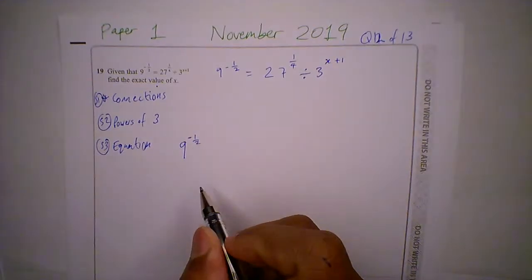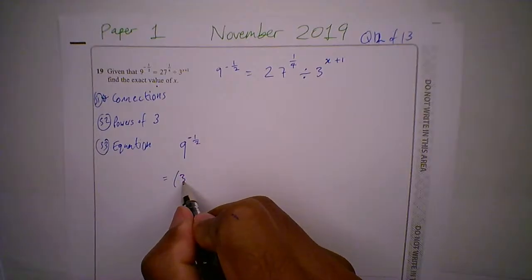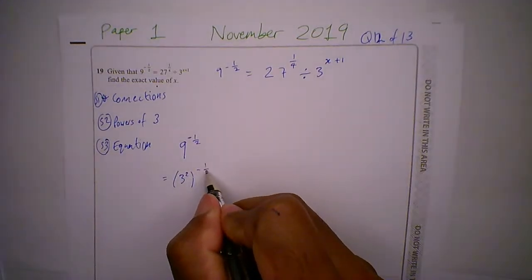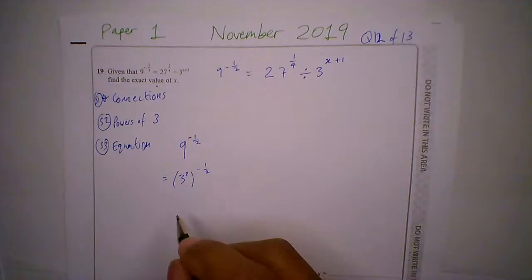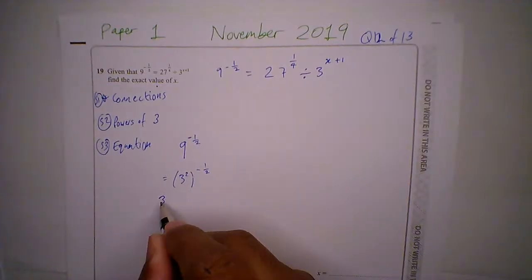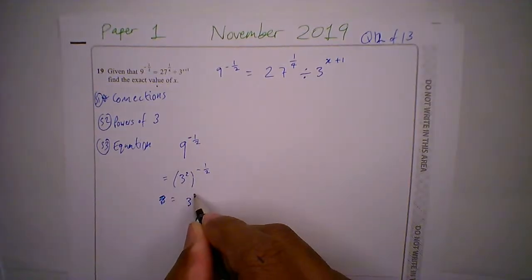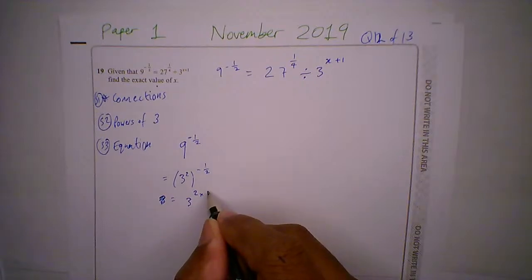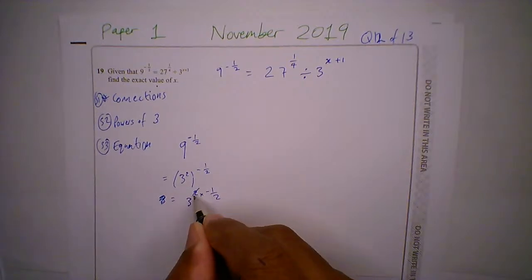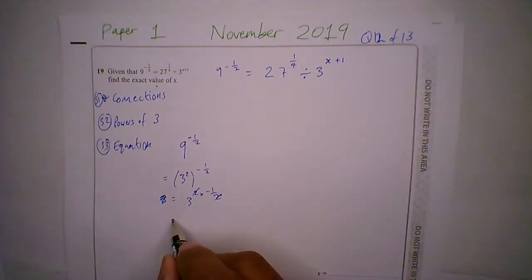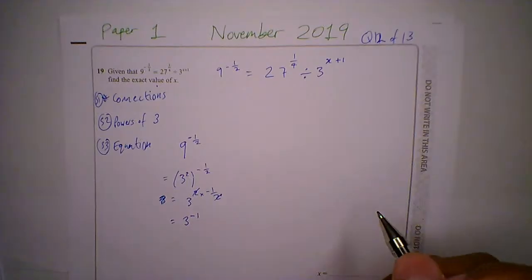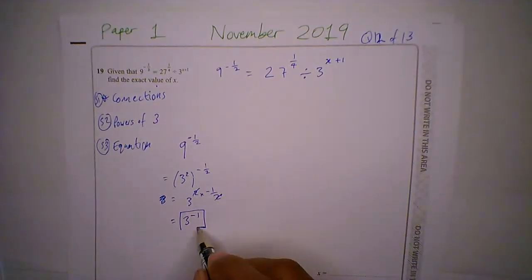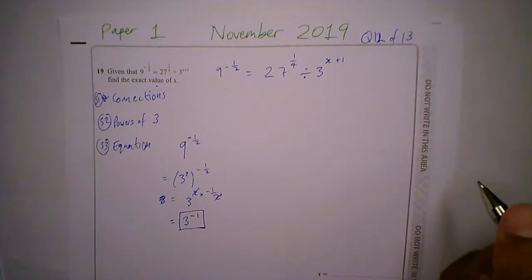That I know is going to be 3 squared to the power minus a half. The next thing, a power of a power, we can multiply. 3 to the power 2 times minus a half. So the 2's will cancel, and I'm going to be left with 3 to the power minus 1. Okay, so I've got that here. That's my first 3.